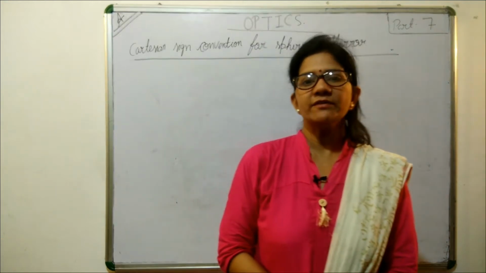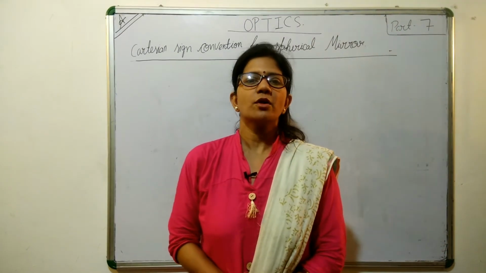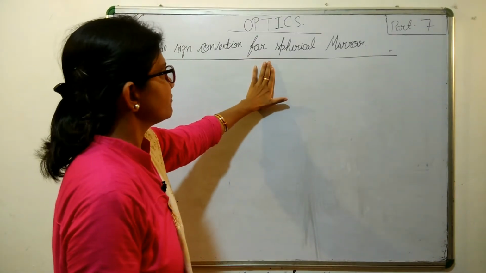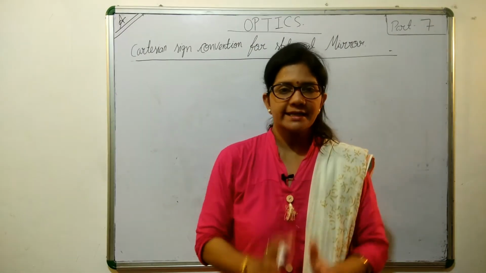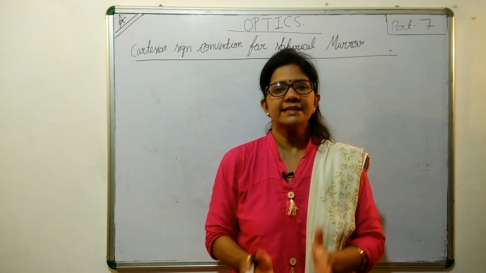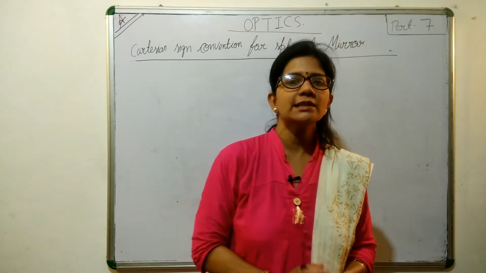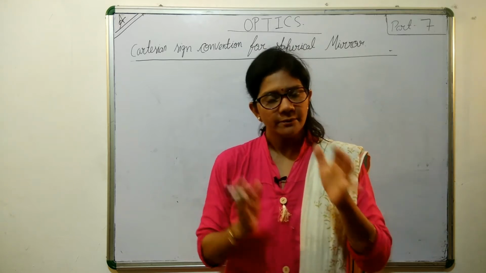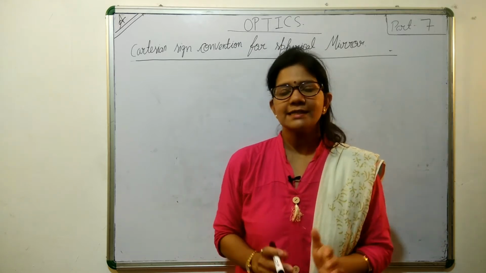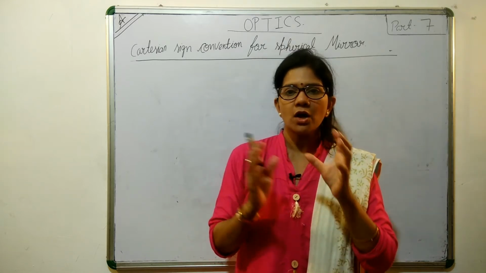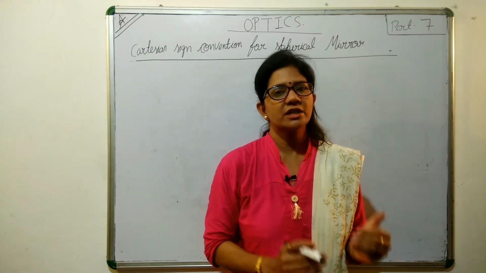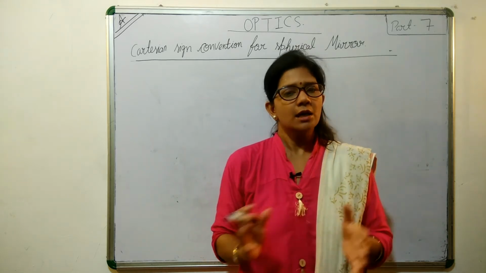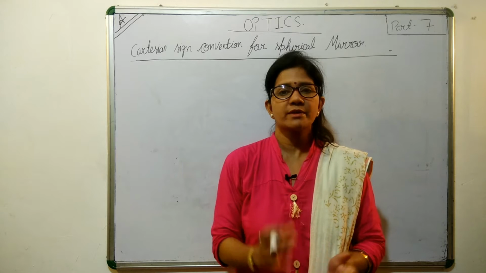Hello students, today we will discuss a very important topic of optics part 7, which is Cartesian sign convention for the spherical mirror. By understanding this topic, you will be able to solve numerical problems at the level of class 10th, even at the level of higher classes. So let's see how we can solve questions based on the spherical mirror, image formation, the location of the object, position of image, and nature of image.